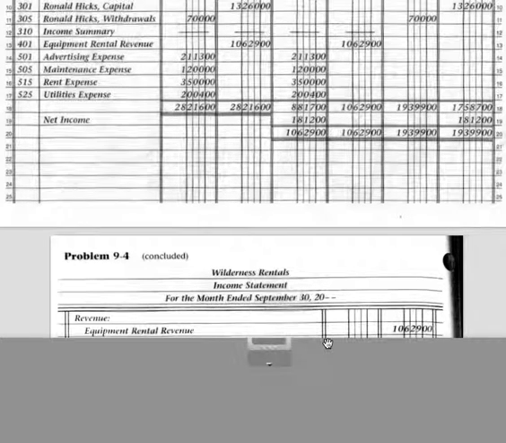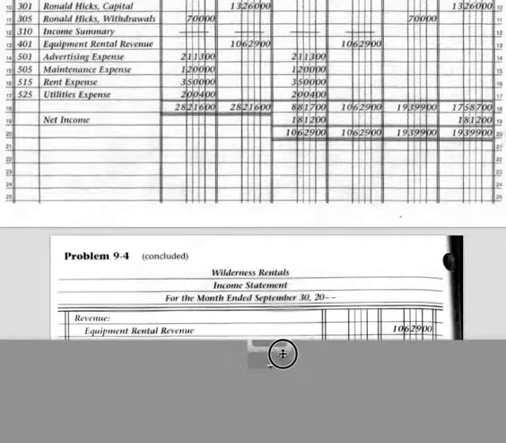Now, with all of these financial reports, these two columns do not represent debits and credits. For equipment rental revenue, since that's the only account for revenue, we're going to put that $10,629 balance on the right side, on the right column. We're done with the first section of the income statement.